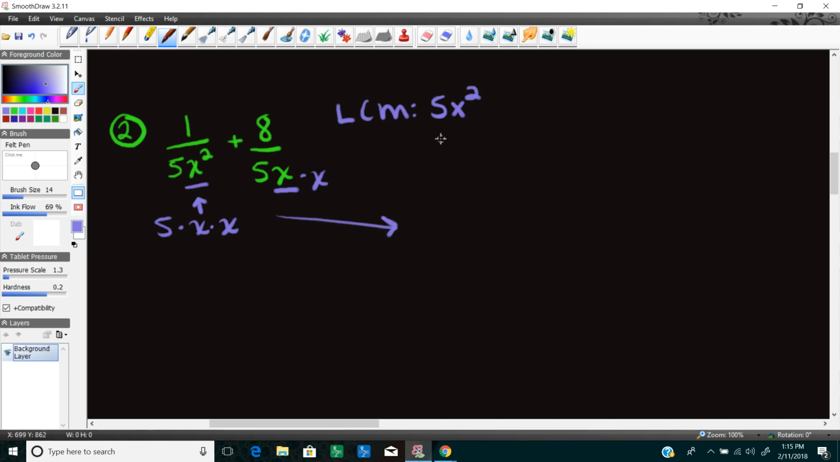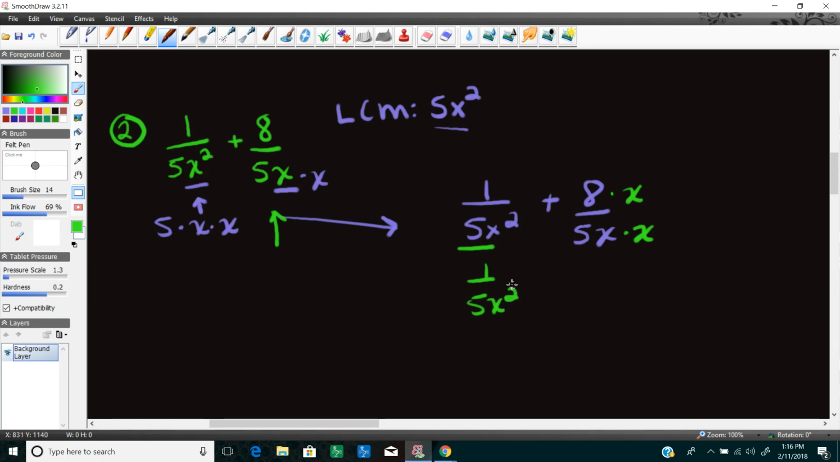I'll go ahead and rewrite this over here. So I have 1 over 5x squared. That one already has it, so we don't have to do anything to this one, plus 8 over 5x. So what can I do to the second one to make it look like this one? Well, I just have to multiply by an x. So times x. And of course, whatever I do to the bottom, I have to do to the top. So this leaves me with 1 over 5x squared, and I'm just copying this one, plus 8 times x is 8x, over 5x times x is 5x squared.